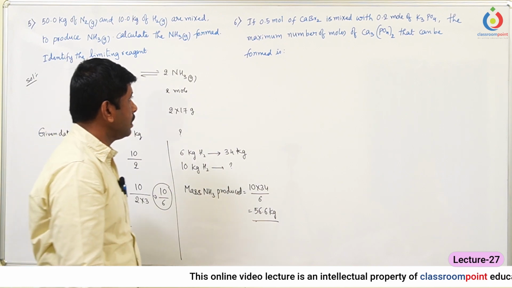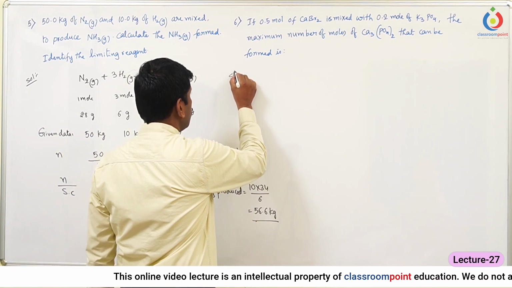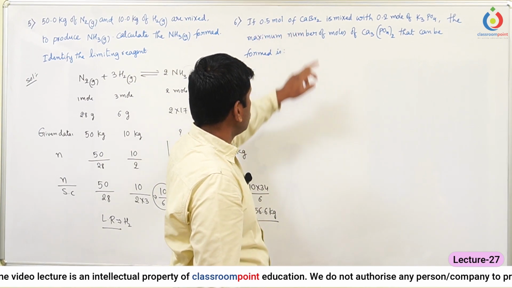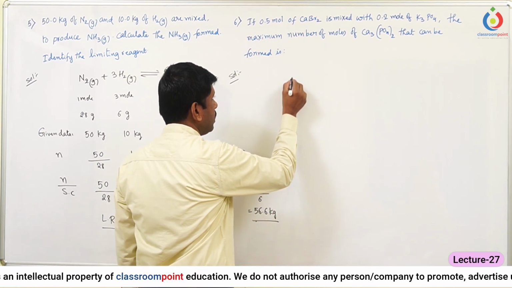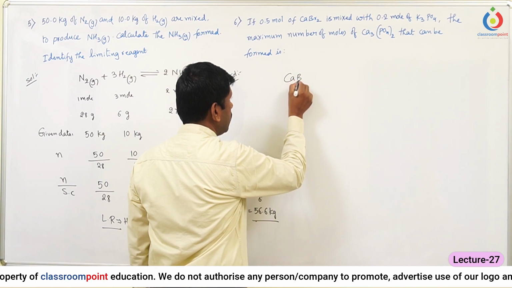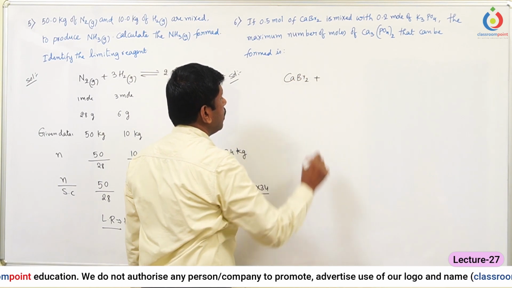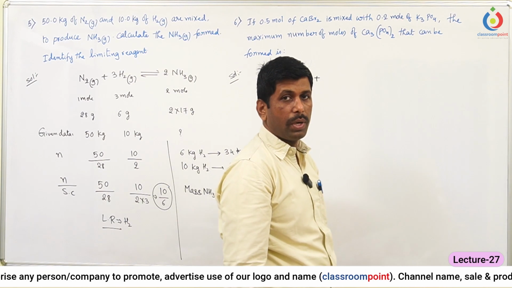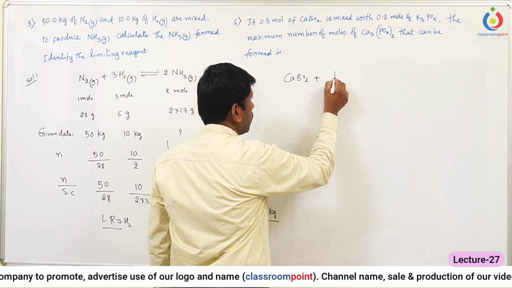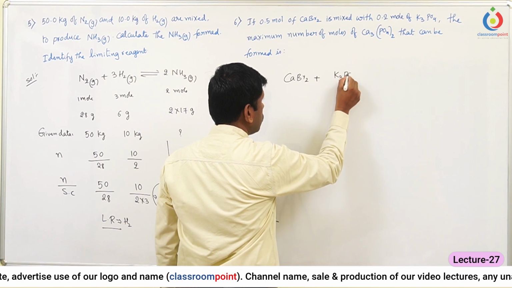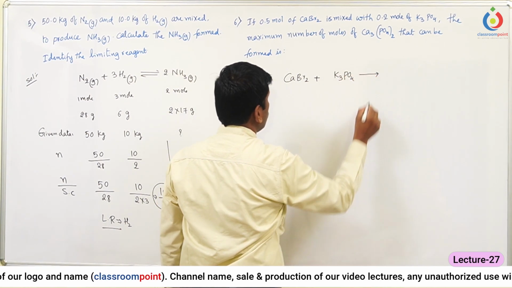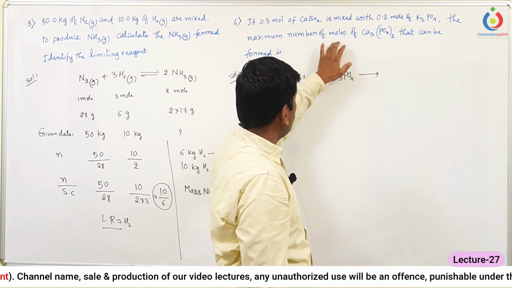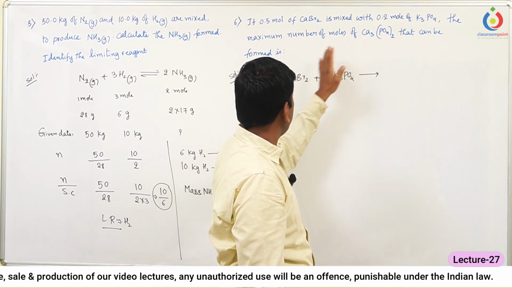Let us see one more question. If 0.5 moles of CaBr2, calcium bromide, is mixed with 0.2 moles of potassium phosphate, K3PO4, the maximum number of moles of calcium phosphate that can be produced is?